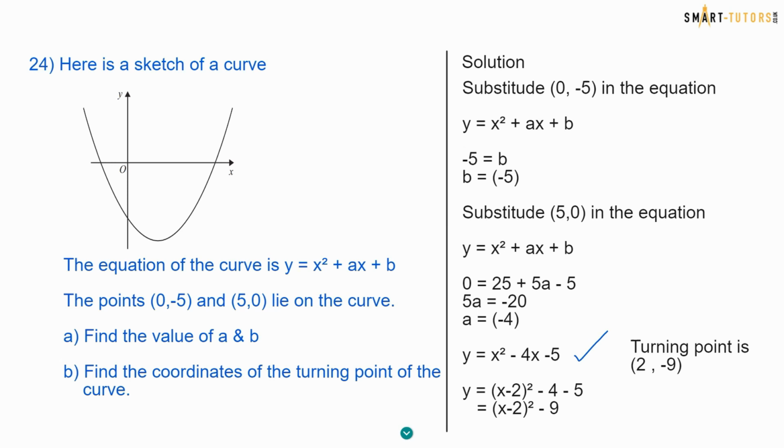If you do the completing the square method, x minus 2 whole thing squared, minus 4 minus 5, becomes minus 9. So whatever is in the bracket equal to 0 gives the x coordinate, and minus 9 gives the y coordinate. So that is the turning point's coordinates.